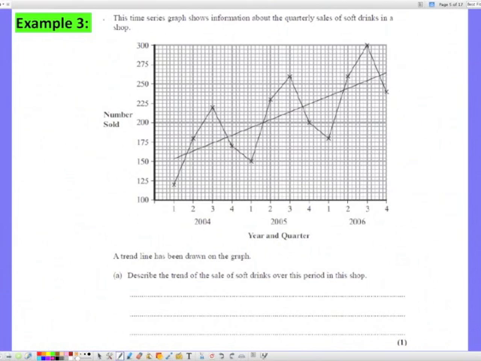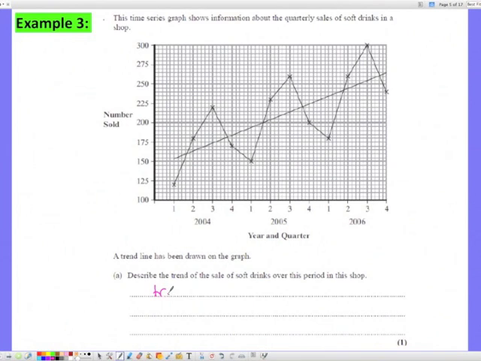Let's take a look at an example here. Here we have the time series. These are all the points at each one of the quarters. The line going through is the trend line, and we're asked to describe the trend of the sale of soft drinks over this period in the shop.